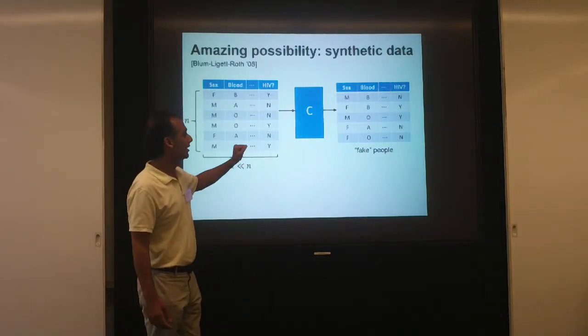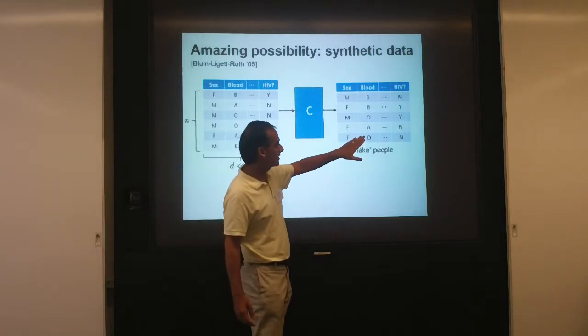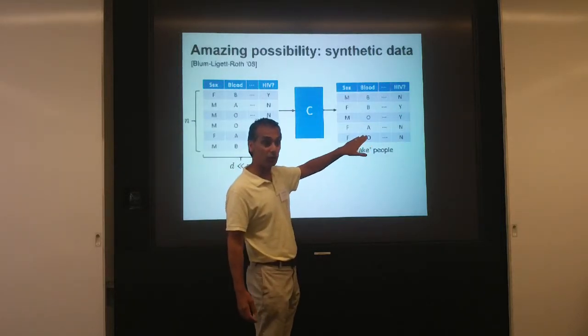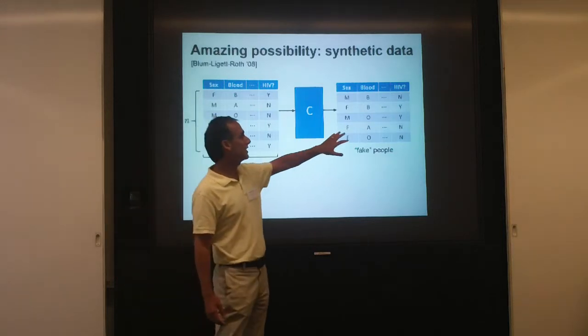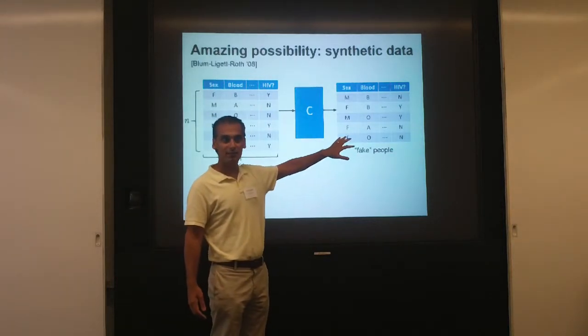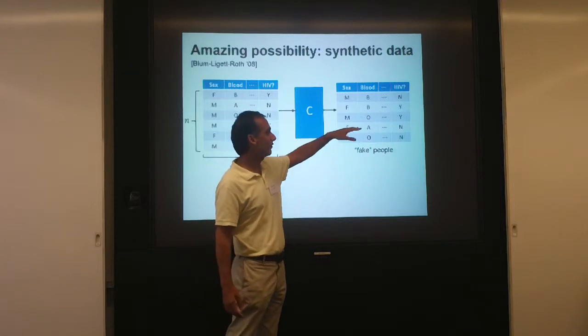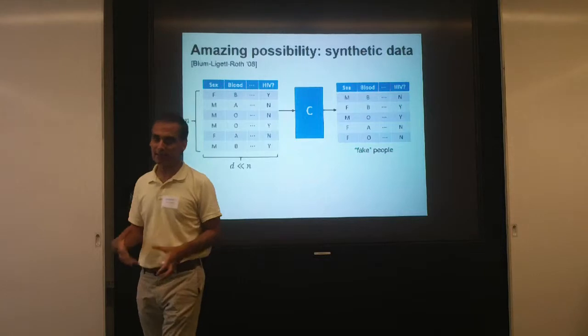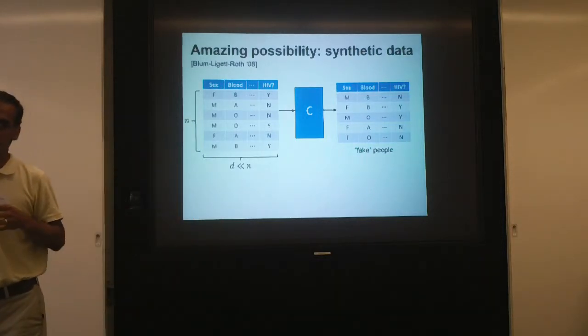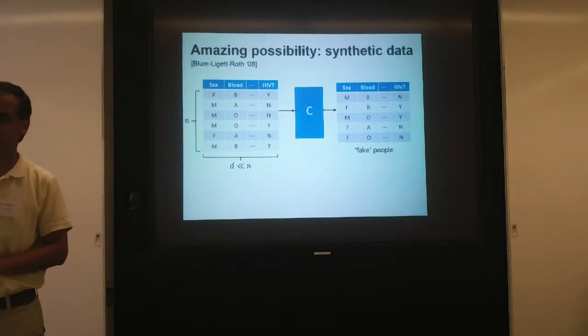The difference from an anonymized data set is that the rows here do not have any one-to-one correspondence with the original data. What you release is a fake data set. These are each fake people, but somehow this data set as a whole has been constructed in a way that reflects a huge amount of statistical information about the original data.